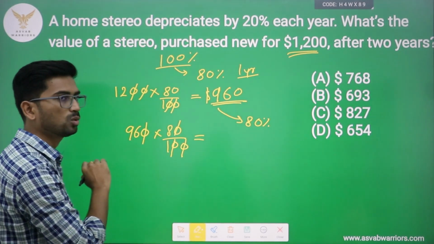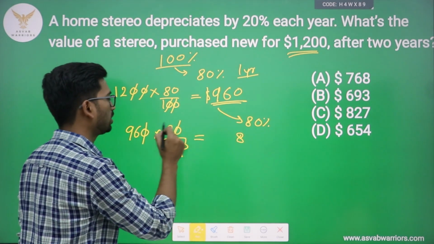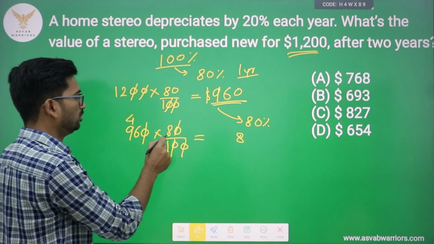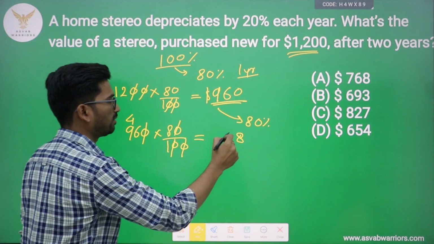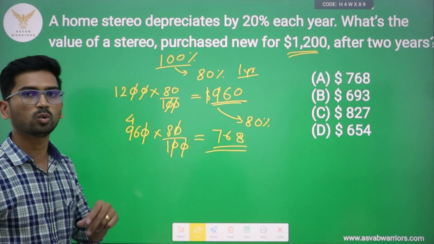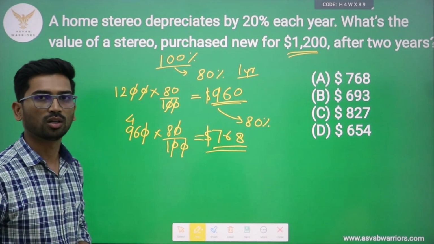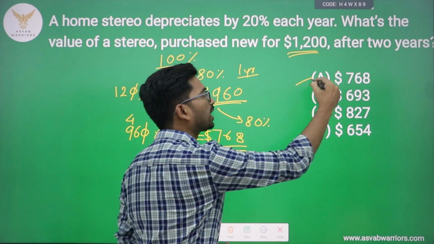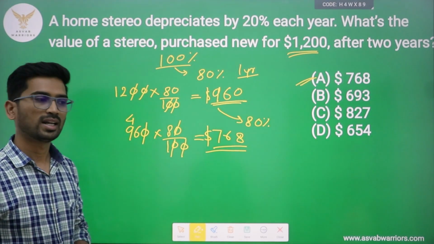So 96 into 8. 8 6s are 48, carry 4. 8 9s are 72 plus 4 is 76. So the value of the stereo after 2 years will remain $768. So option A will be correct answer for this question. Now let us move on to our next question.